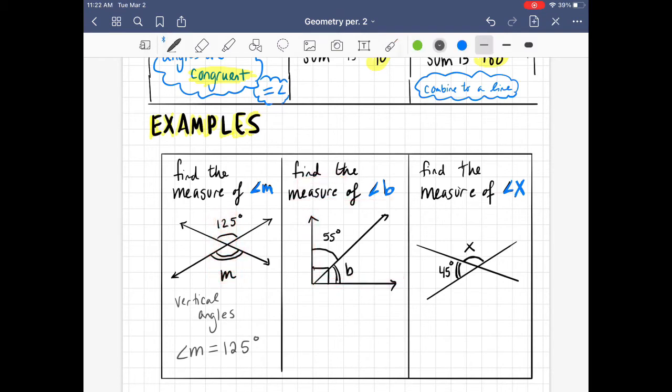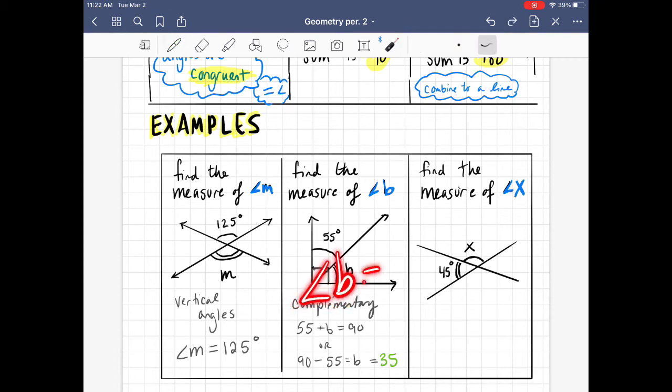The next example says find the measure of angle B. And I see this box right here. That's telling me that there's a 90-degree involved here. So these are complementary. These add up to 90 degrees. So we could think of it as 90 minus the 55 is going to give us the leftover B value, which is 35 degrees. It's giving us that little leftover piece. So angle B is 35 degrees. I'll just write that here.